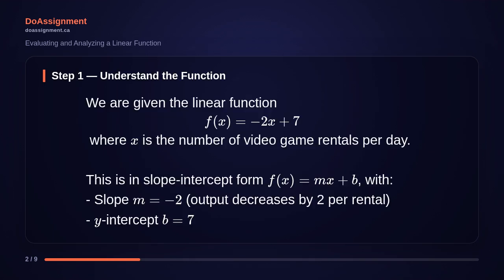We start with the linear function f of x equals negative 2x plus 7, where x is the number of video game rentals per day. This is in slope-intercept form with a slope of negative 2 and a y-intercept of 7. The output decreases by 2 for every additional rental.